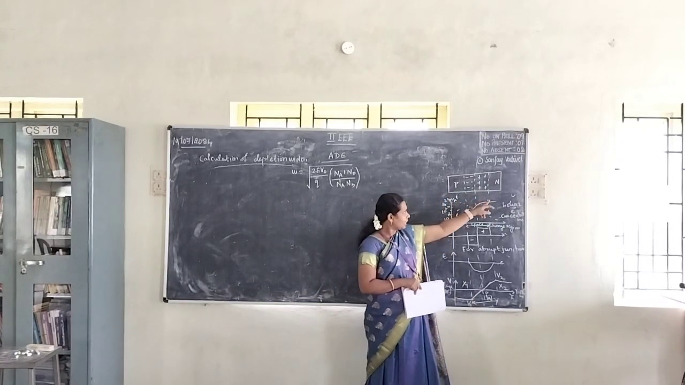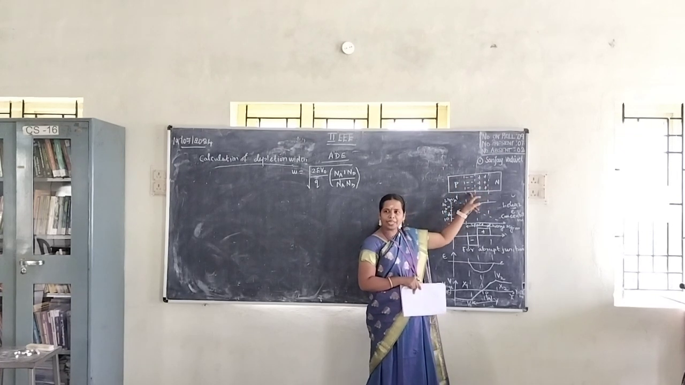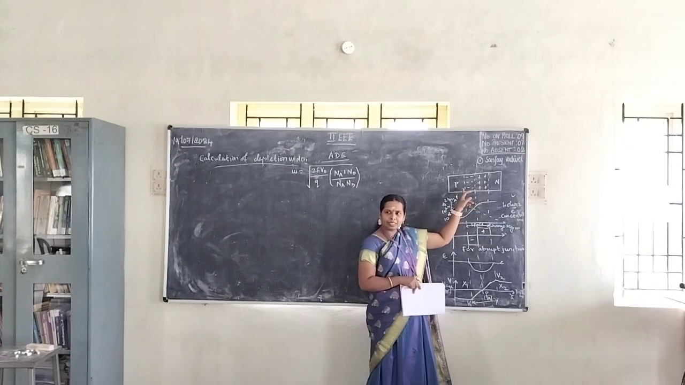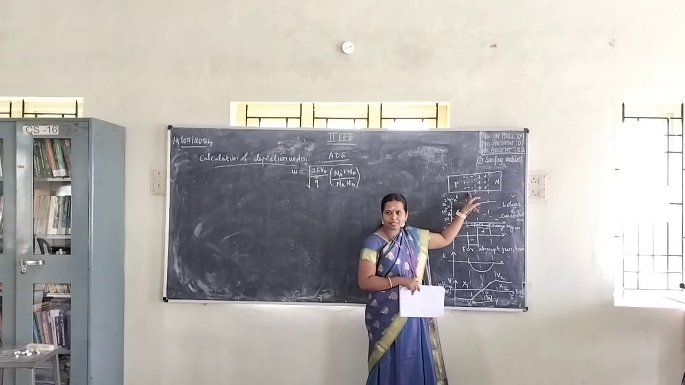So we will be reaching the intersection. Therefore, the holes from here and the electrons from here combine together, because of that it comes with the ions. The P side has the negative ions and the N side has positive ions. So these are called donor ions. This one is called acceptor ions.